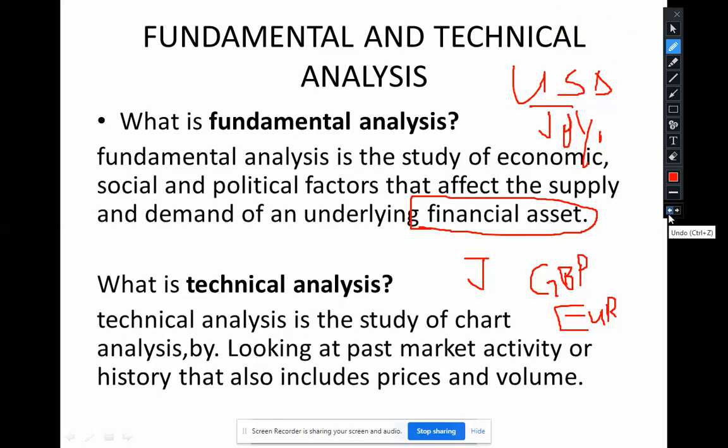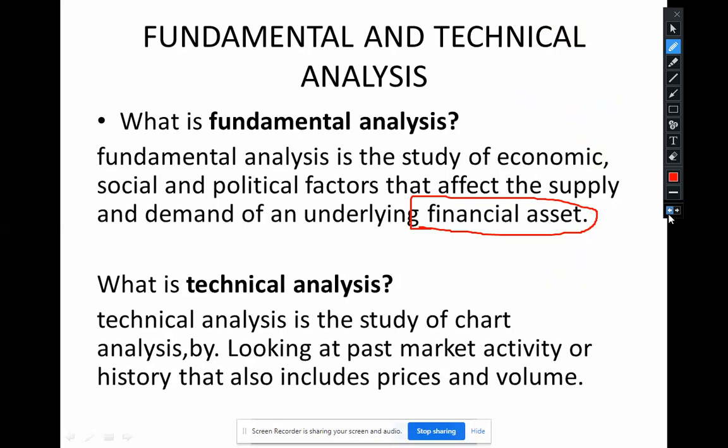Then when we now talk about technical analysis, it is the study of chart analysis by looking at the past market activity or history, which also includes price and volume. Like I said, when I'm trading, I use fundamental analysis to find the trend of the market, while I use technical analysis to find my entry and exit.